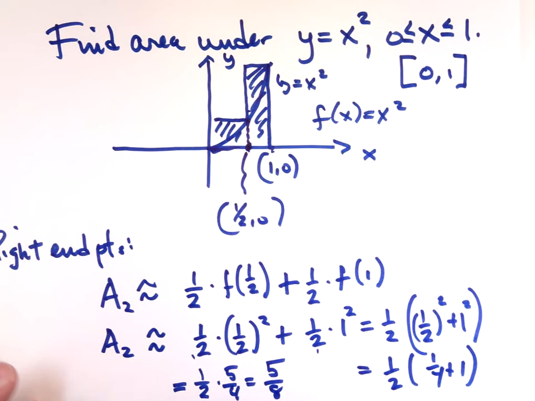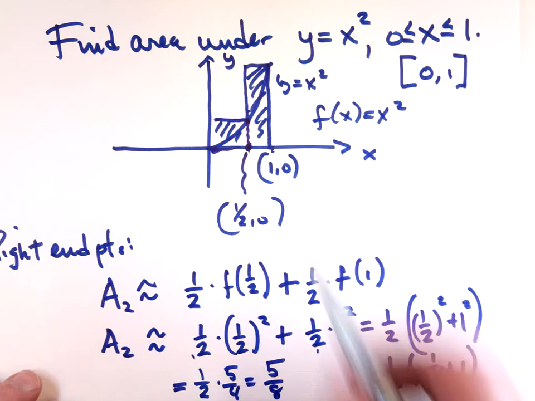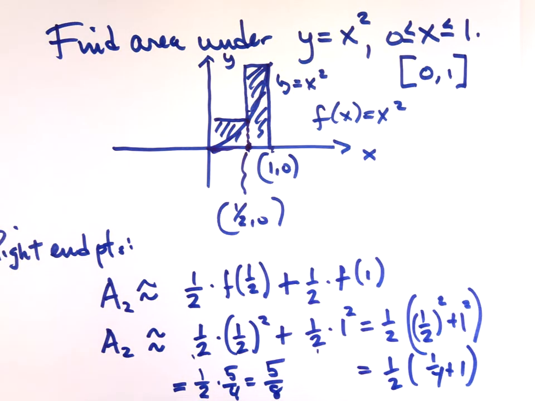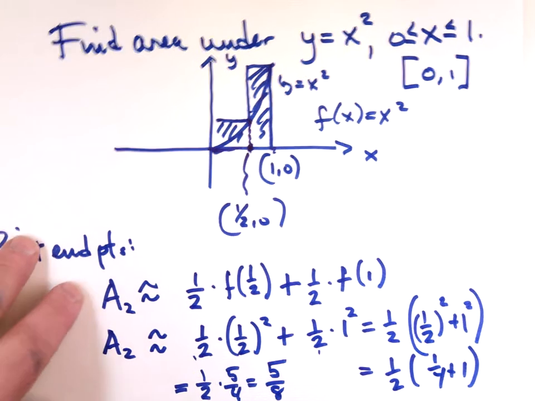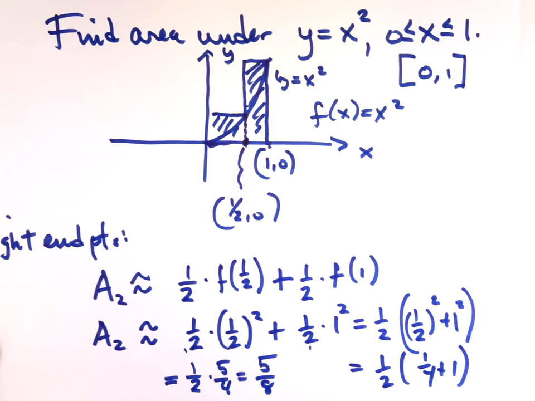Now, how good an estimate is it? Is this estimate, first of all, too high, exactly right, or too low? Too high. It's too high. There's excess area here. So we know this area is too high. Well, tell you what, let's do another approximation. Let's take two rectangles, but let's take left endpoint rectangles.